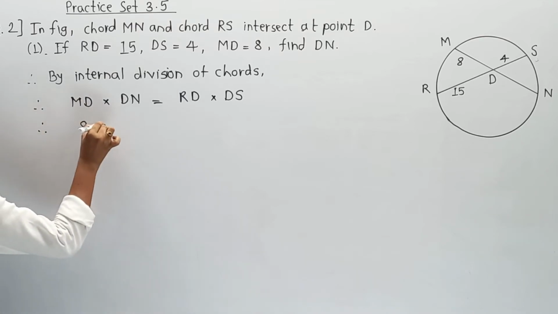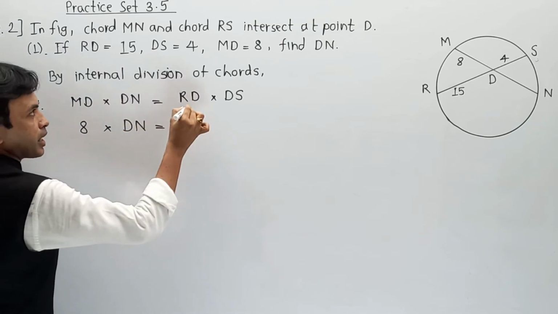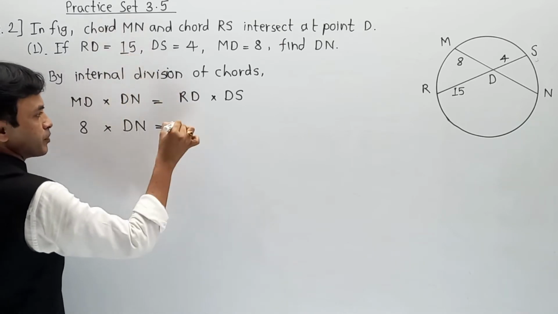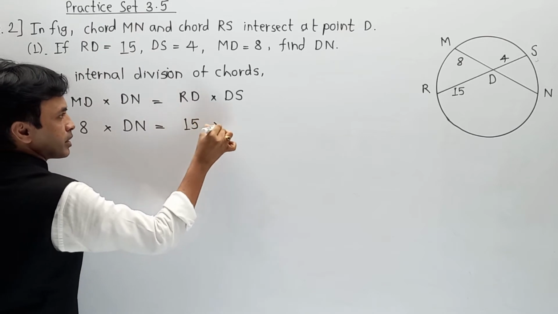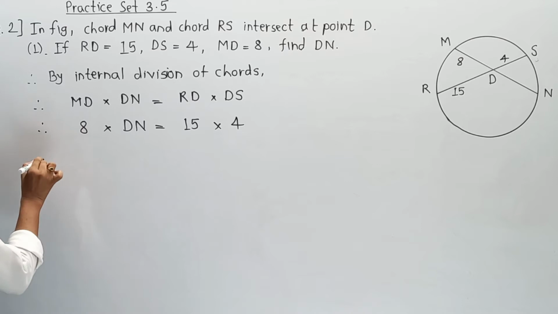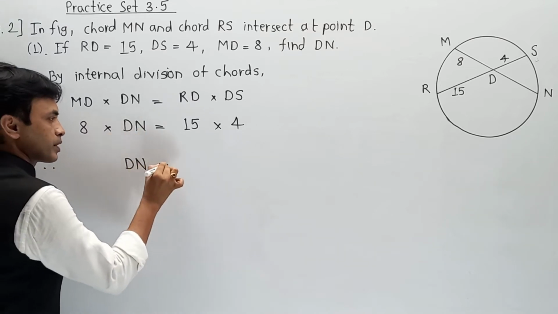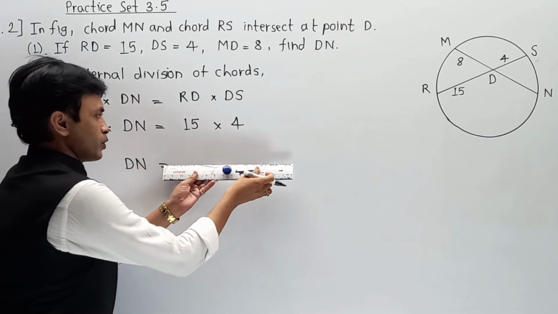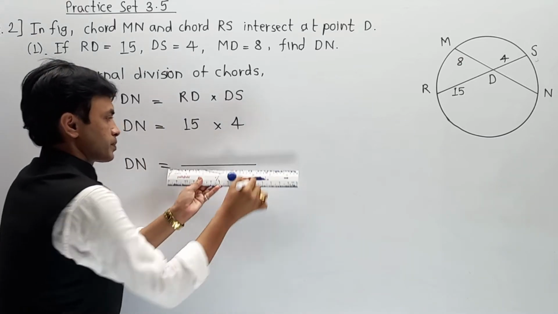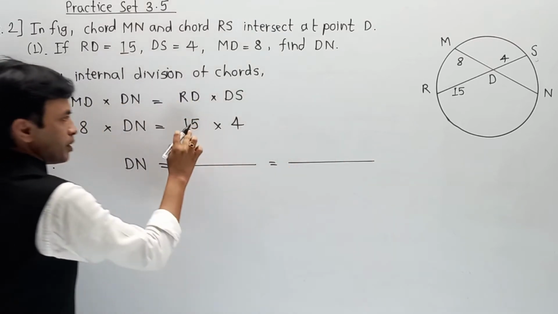is 8 into DN. DN we are interested to find. RD is given by them as 15 into DS. DS is nothing but 4. Naturally, after simplification, the value of DN becomes 15 into 4.